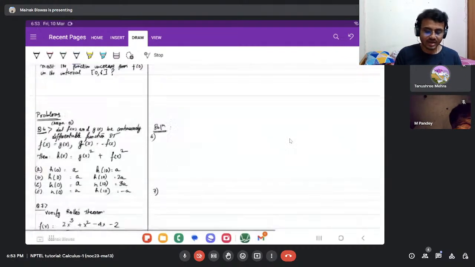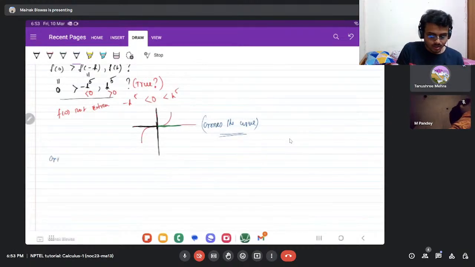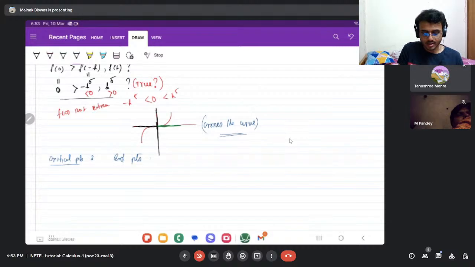So let us define what critical points are. I had talked about it before. So end points of a graph. End points of a function.